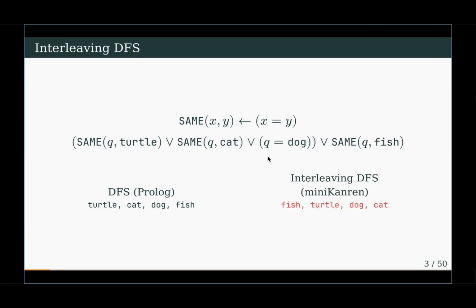But with interleaving, we get these answers out in a very unintuitive order. So the first answer we get out is fish, which is actually the last one we wrote. And then the second answer is turtle, which is actually just the first one we wrote. So this interleaving search leads to some unintuitive behavior.